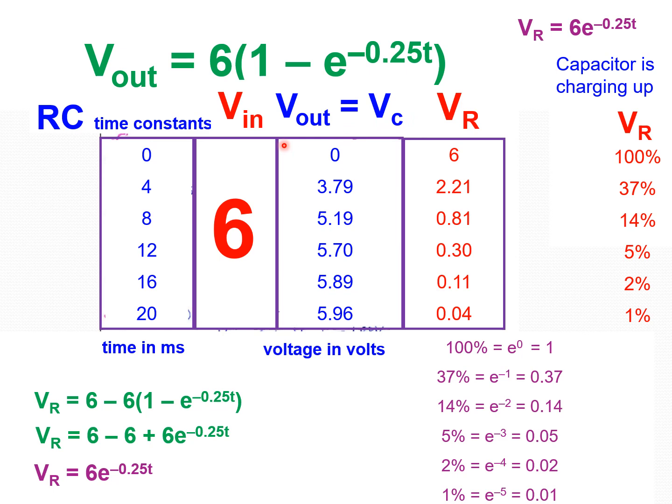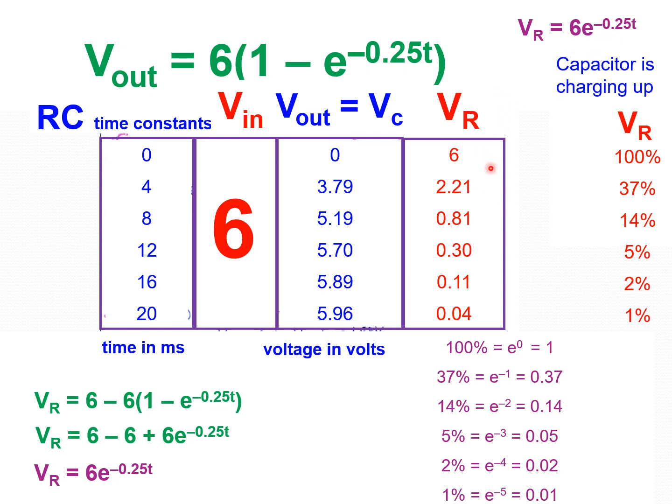So basically what we're saying is, if this is the formula for V out, the formula for VR will be equal to 6 minus V out. So VR is 6 minus all this here. So minus 6 by 1 minus e to the minus 0.25t. So VR is equal to 6 minus 6, and minus 1 minus is plus 6e to the minus 0.25t, and that 6 and that minus 6 cancel out. So VR has simplified down to 6e to the minus 0.25t. So there's the formula for the voltage across the resistor at any time t.